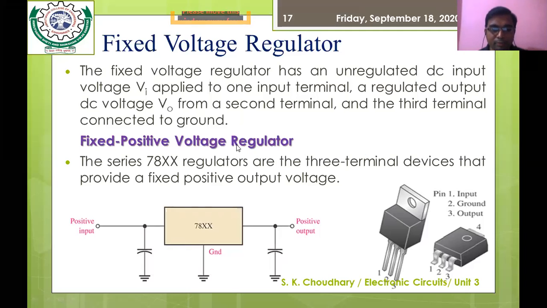This is the way we have to connect. One pin we connect to the positive input, another pin we take the output from, and the third pin is used for grounding. As per the diagram shown, the first pin is for input, the second is for ground, and the third is for the output.